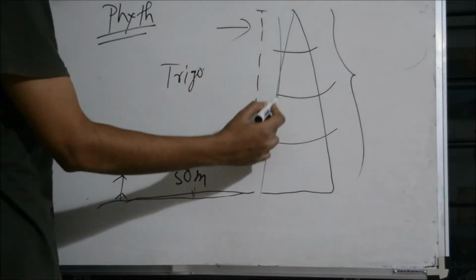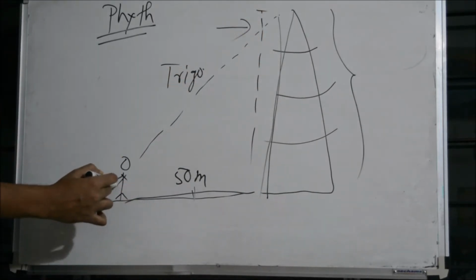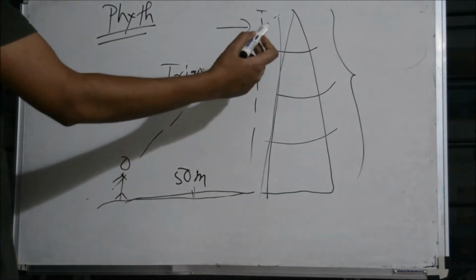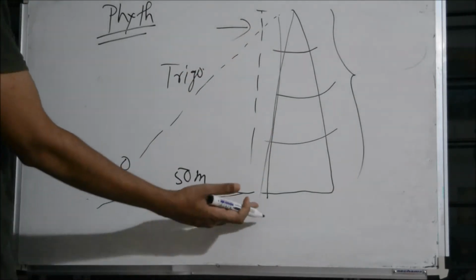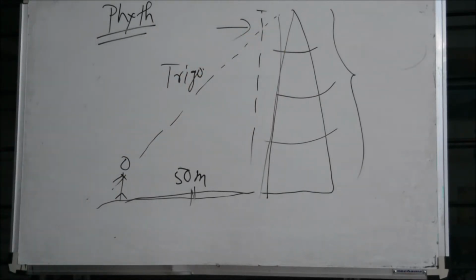Because the Qutub Minar forms a right angle triangle, and if the observer is looking up like this, which we will study a little bit later. So if we know the distance from the Qutub Minar, we can find out the height of the Qutub Minar with the help of trigonometry.